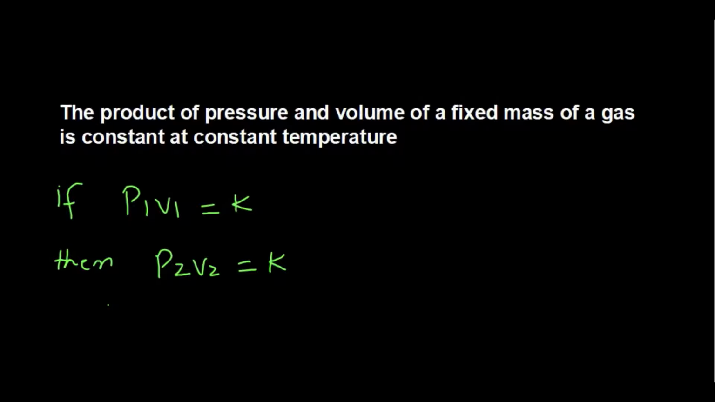As both equations have the same constant, therefore their variables are also equal to each other. So we can write the product of initial pressure and initial volume is equal to the product of final pressure and final volume, that is P1V1 is equal to P2V2. This equation establishes the relationship between pressure and volume of the gas. I hope Boyle's law is clear to you. Now we will study experimental verification of Boyle's law.